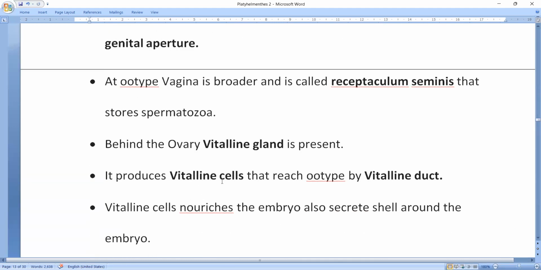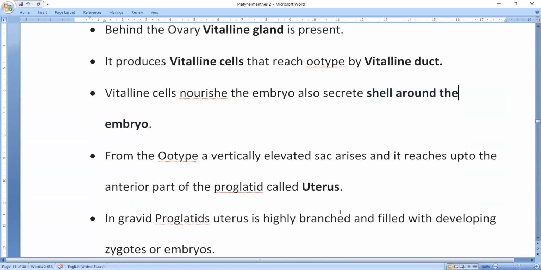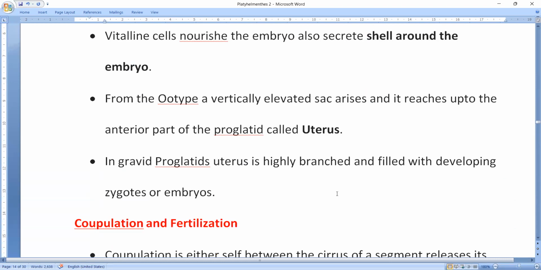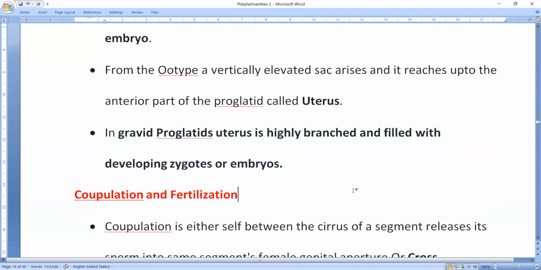Vitelline cells reach the ootype by the vitelline duct. Vitelline cells nourish the embryo. They also secrete a shell around the embryo, which I have already told you. And then from the ootype, a vertically elevated sac arises that is called uterus. In gravid proglottids, the uterus is highly branched, filled with developing zygotes or embryos.